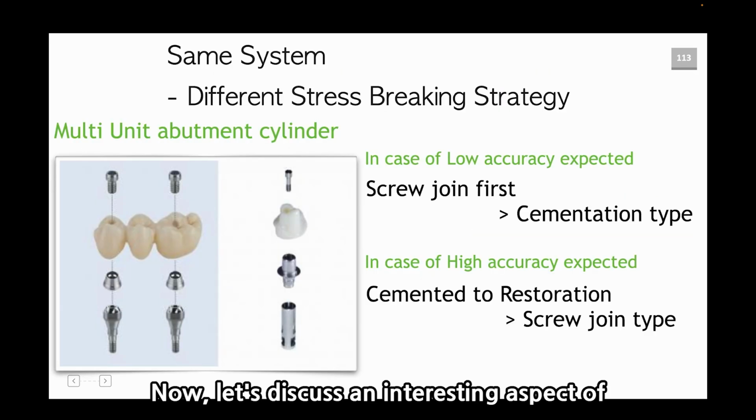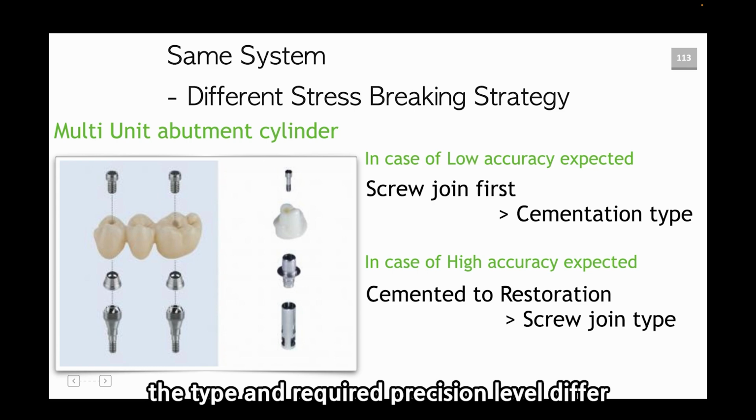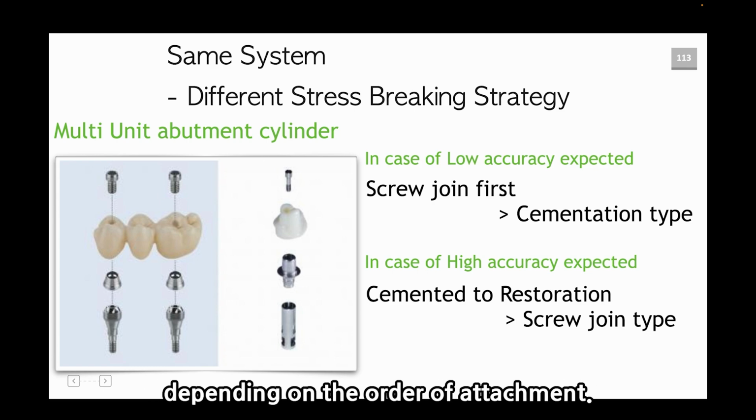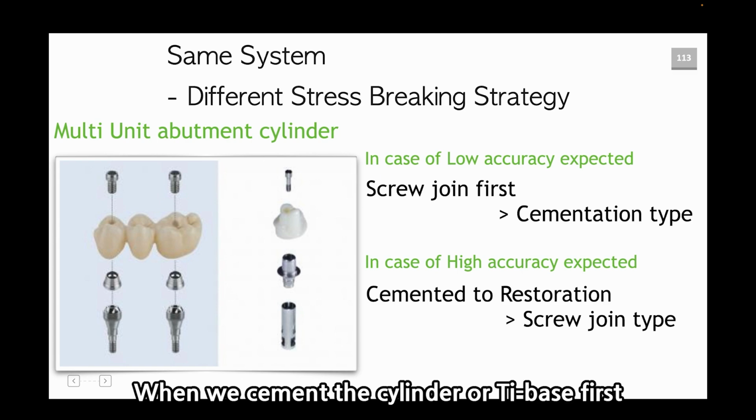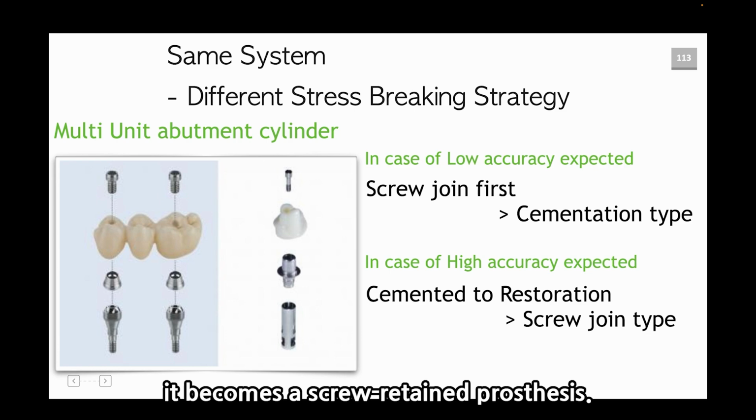Now let's discuss an interesting aspect of screw retained and cementation. Even when using the same system, that is the same component, the type and required precision level differ depending on the order of attachment. When you cement the cylinder or Ti base first, then fix it with the screw, it becomes a screw retained prosthesis.